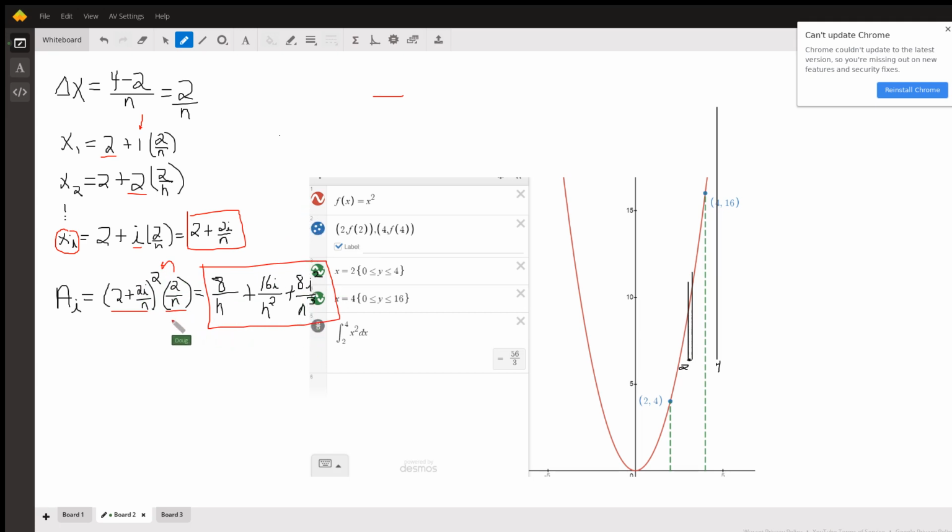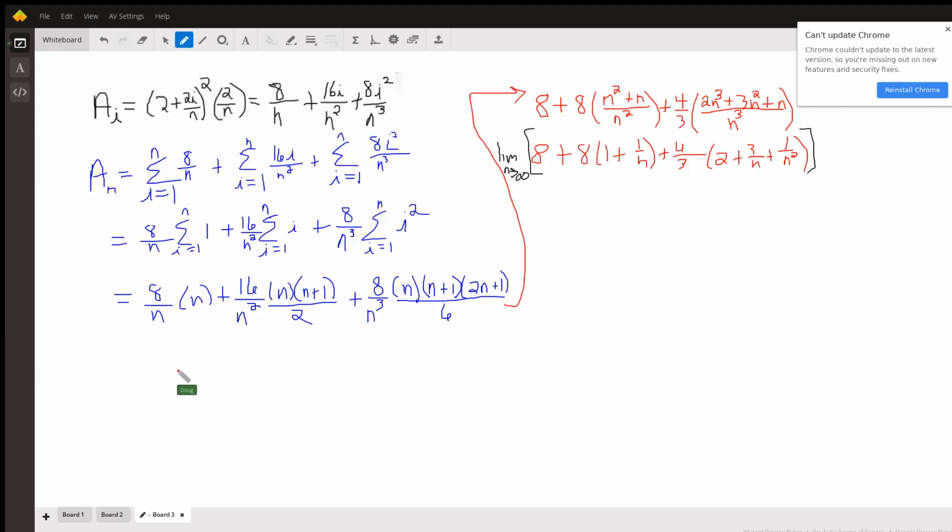Okay, and now we're going to add up all of those rectangles using summation notation. So here we are on board 3. Here is that formula for the area of the ith rectangle repeated. And now we're going to sum these areas from 1 to n, whatever n is. n could be 1,000, n could be 1,000,000. We're eventually going to let n approach infinity.